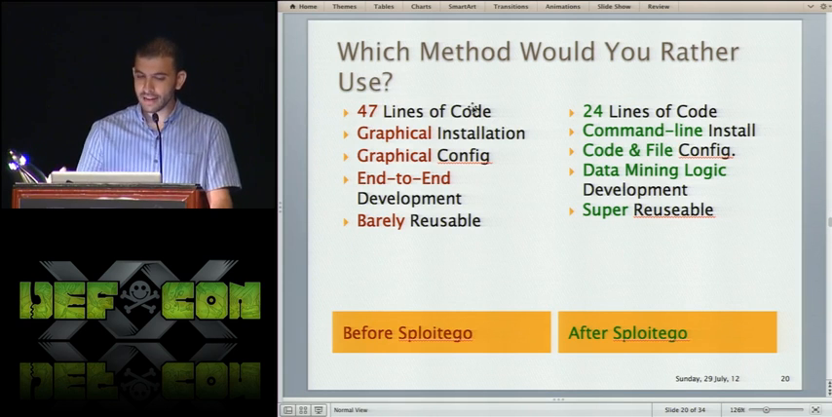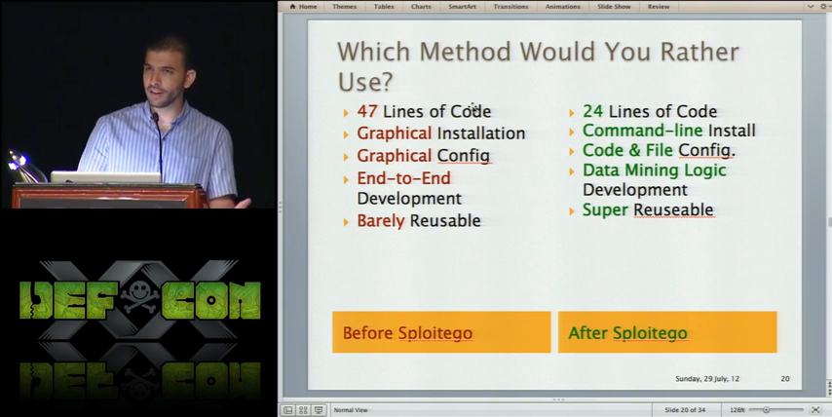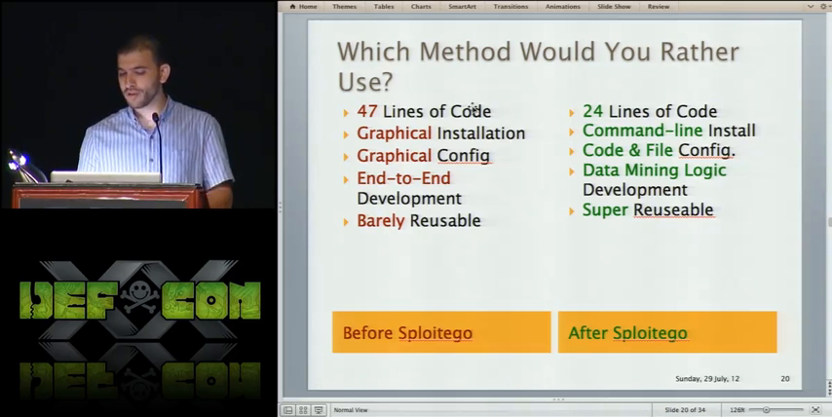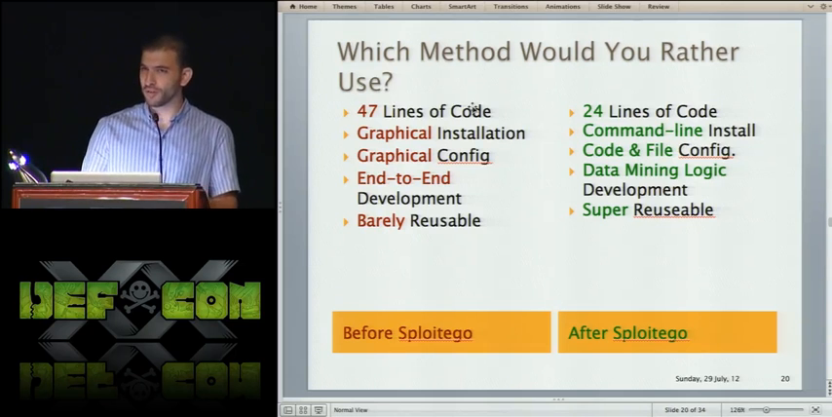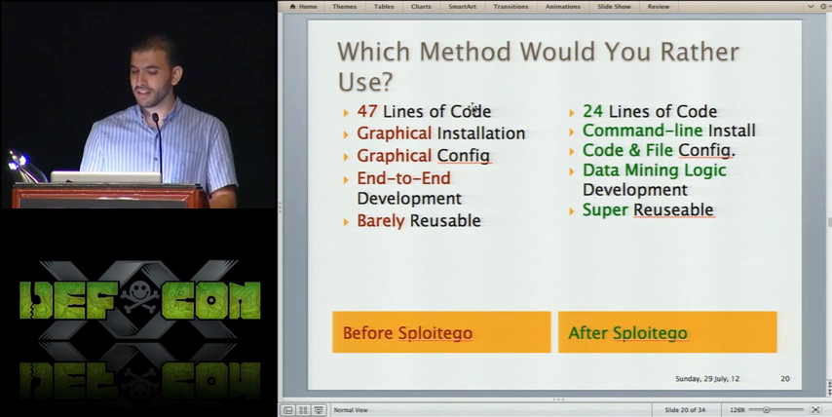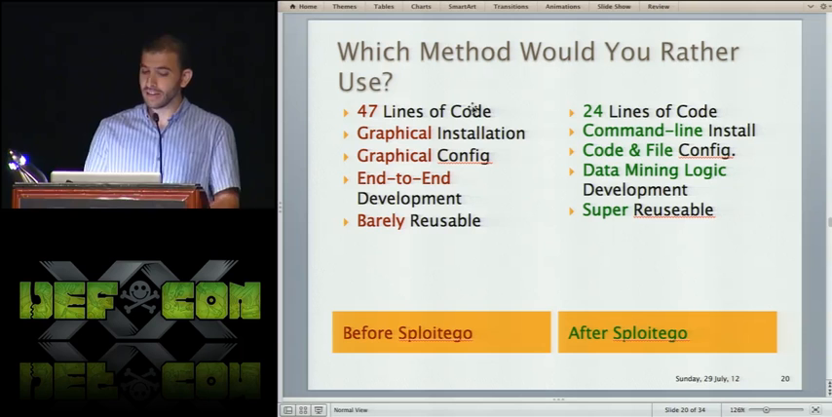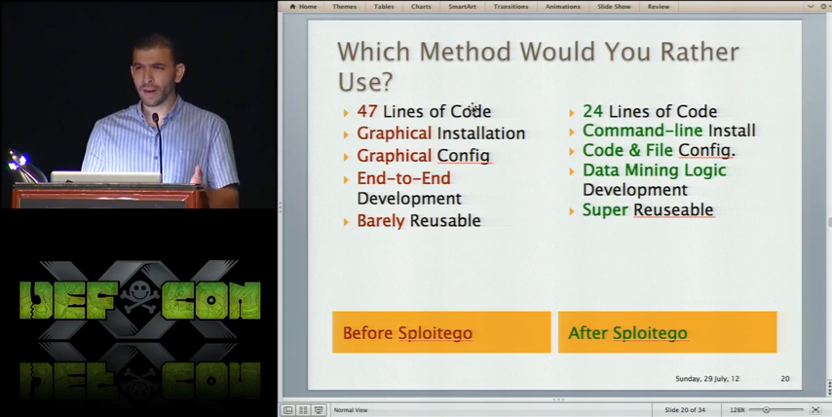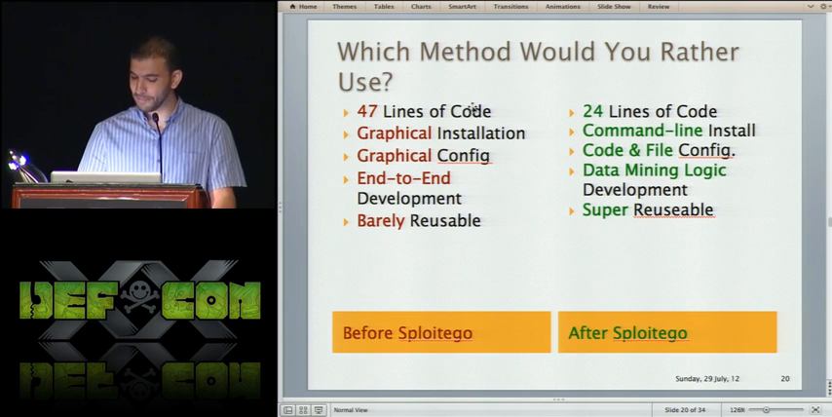So let's look at the head-to-head. Which method would you rather use? 47 lines of code versus 24, graphical versus command line, config is graphical, in Maltego the config is code and file based, end-to-end development versus data mining logic, barely reusable code versus super reusable. I don't know. I'd rather go with the right side.